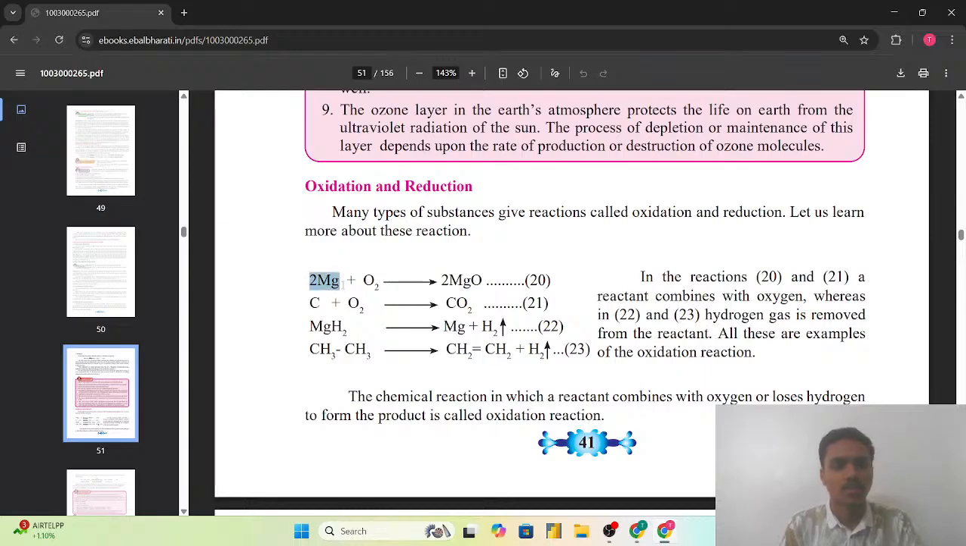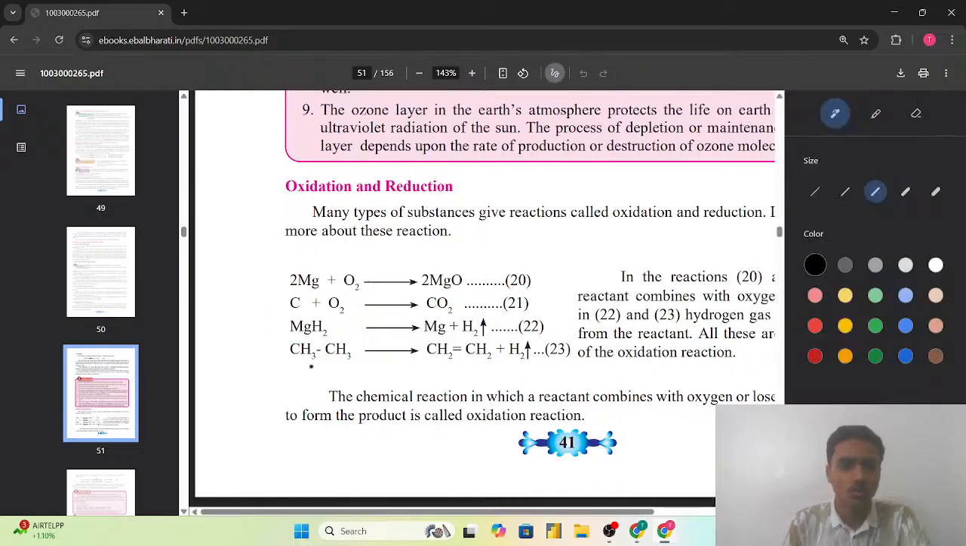So here, magnesium oxygen reaction, we have seen that magnesium oxide is formed. Then we have seen that carbon, when it reacts with oxygen, leads to the formation of carbon dioxide compound. Magnesium hydride on decomposition gives magnesium plus hydrogen gas. CH3CH3, this is one of the compounds. So for this, we are going to see the detail.